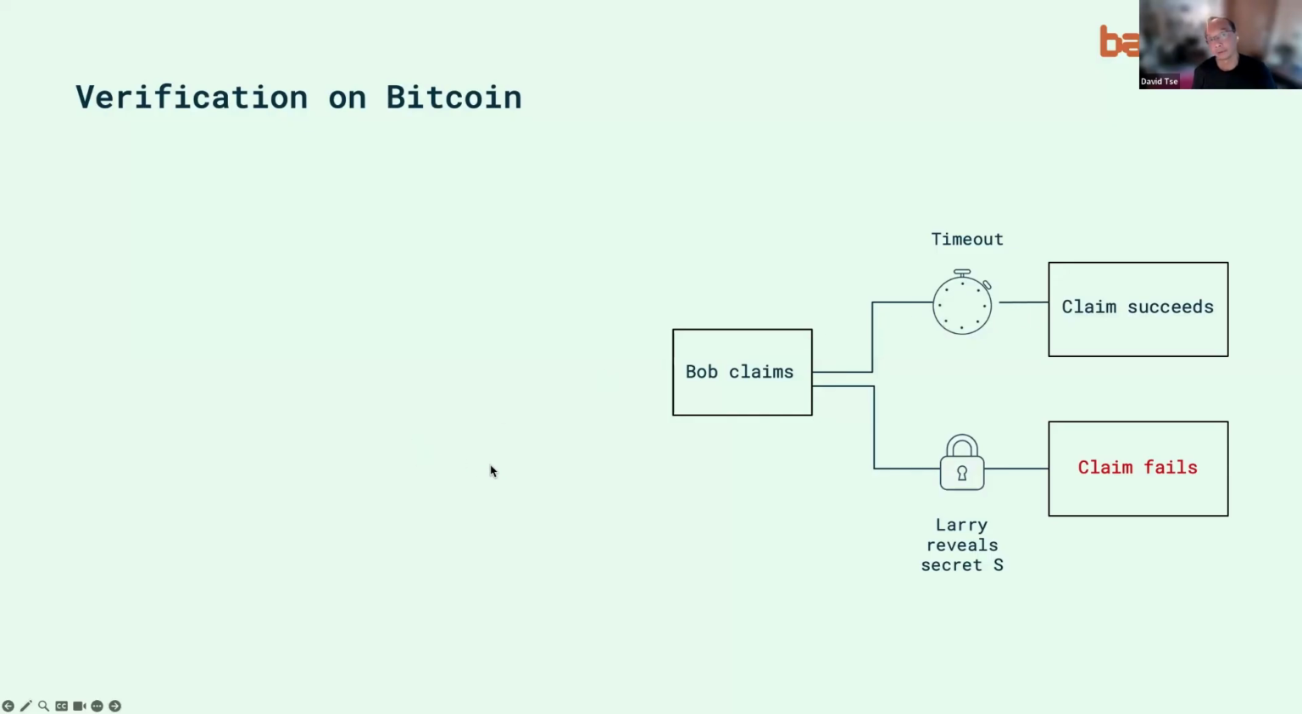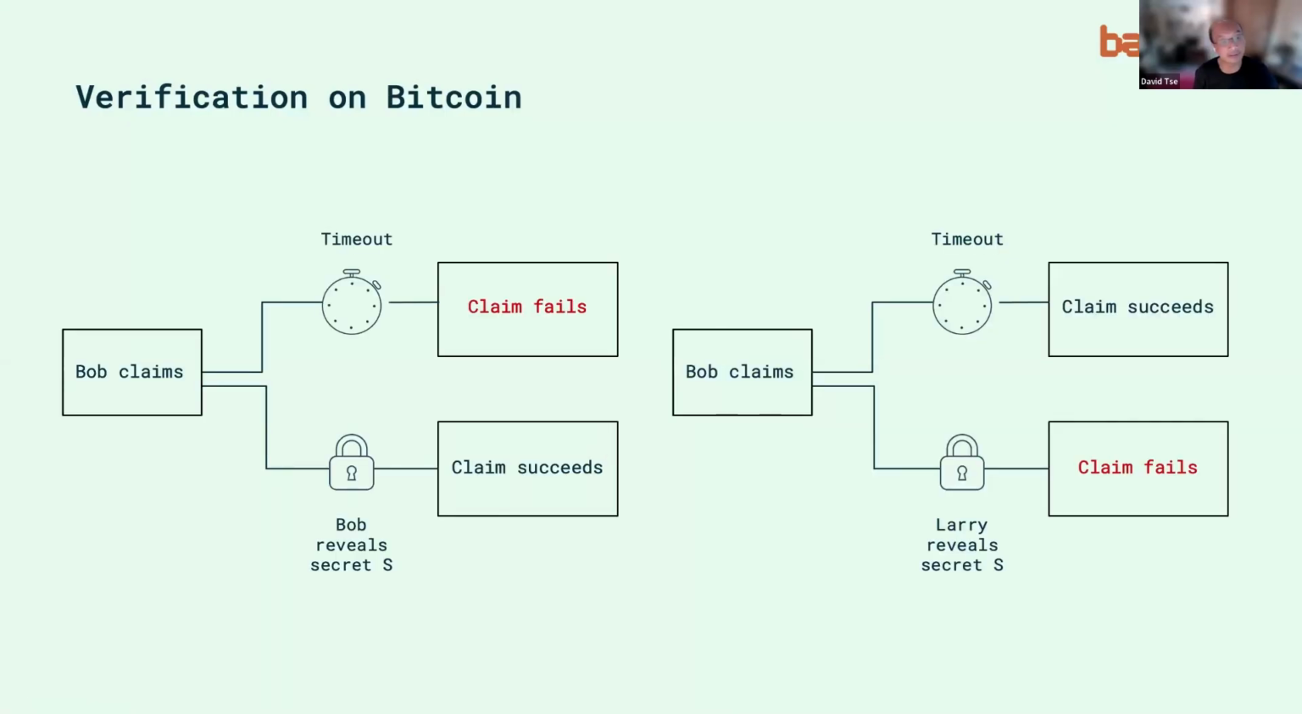Or another structure is perhaps Bob can make a claim, and as long as Bob can reveal a secret S, then the claim will succeed. Otherwise, after 2 days, if Bob is unable to reveal the secret, the claim will fail.